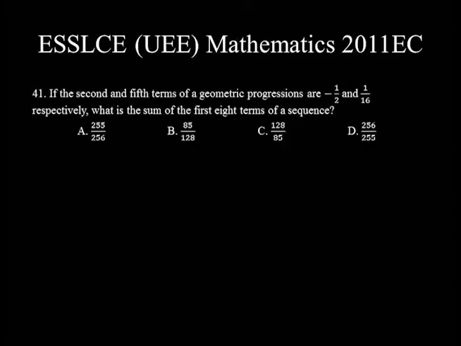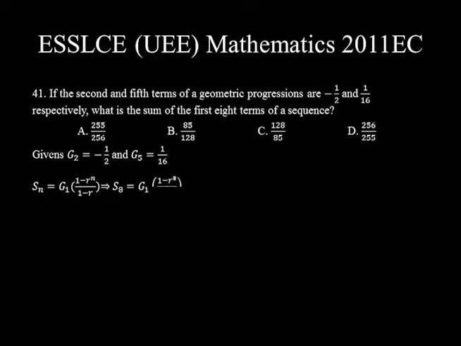Question number 41. If the second and the fifth terms of a geometric progression are negative 1 over 2 and 1 over 16 respectively, what is the sum of the first 8 terms of the sequence? Given the second term g2 is equal to negative 1 over 2, and the fifth term g5 is equal to 1 over 16. The sum S_n of a finite geometric series is given by the formula S_n is equal to g1 times 1 minus r to the power of n divided by 1 minus r. This implies S8 is equal to g1 times 1 minus r to the power of 8 divided by 1 minus r. Let's determine g1 and r.